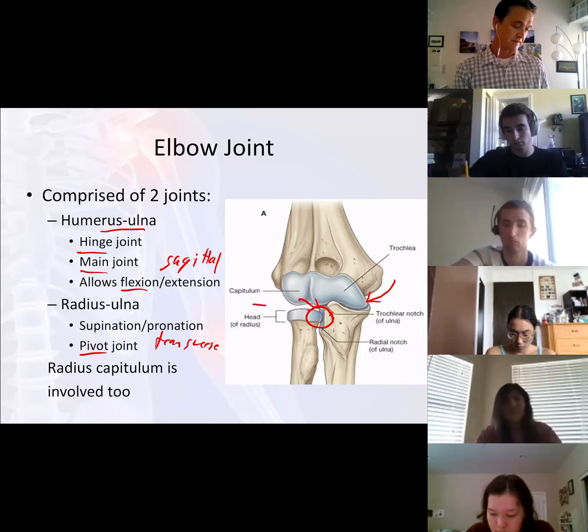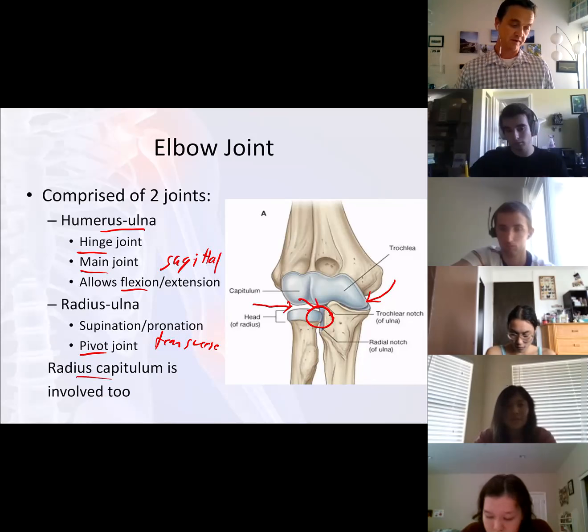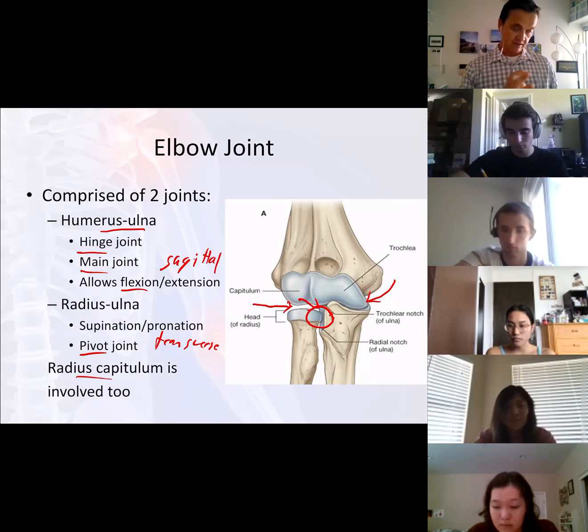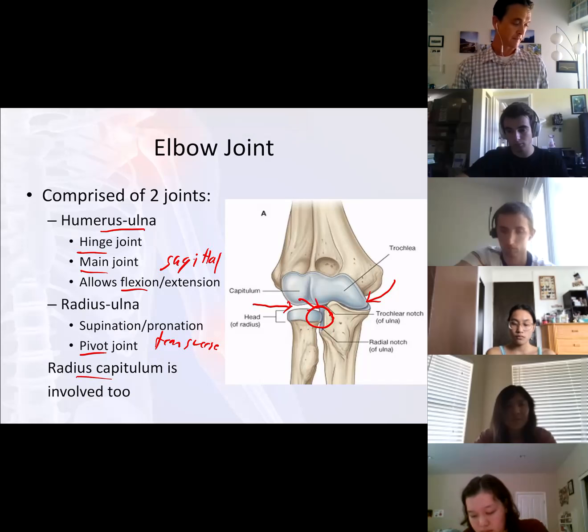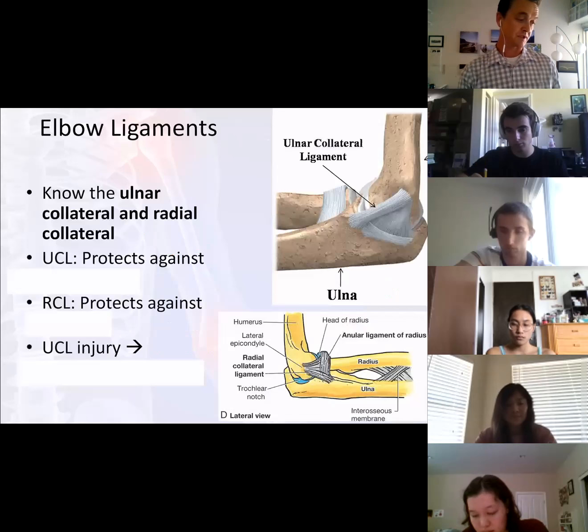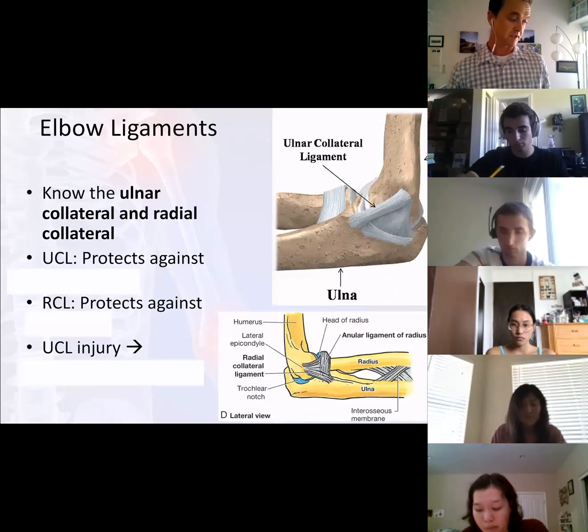Okay, there's definitely some involvement there too, between the radius and the capitulum of the humerus, but it's not the primary joint surface. They're not always really touching each other like they are on the other side. All right, so that's the elbow joint complex, and let's look at some ligaments here, okay?